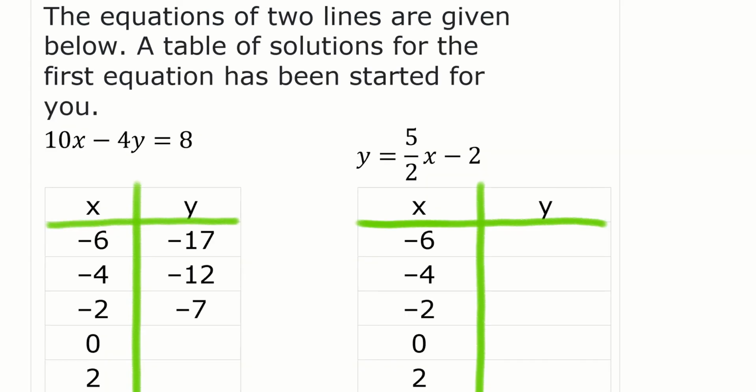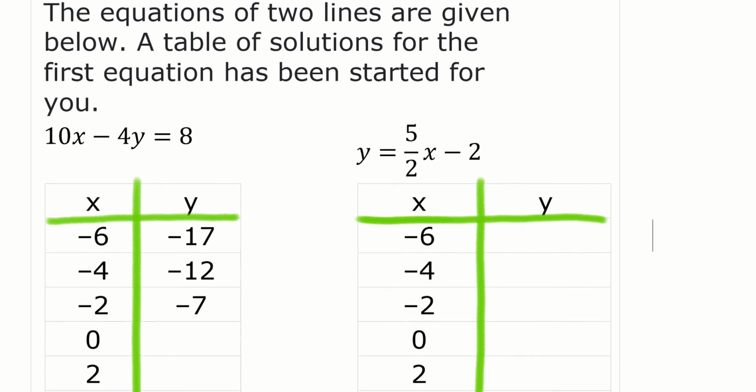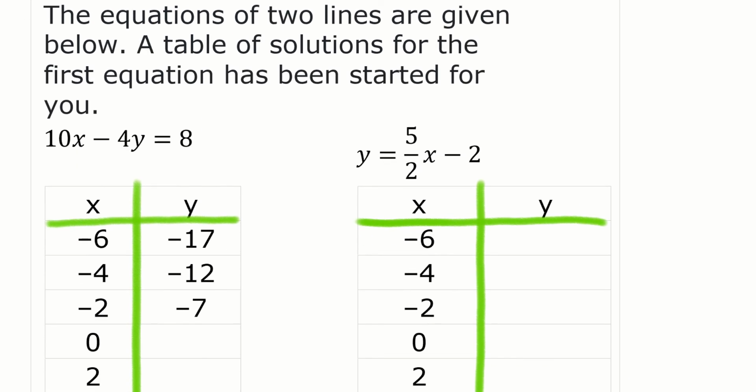And our last item today starts at 253334. This is number 105. It says the equations of two lines are given below. A table of solutions for the first equation has been started for you, just like the last item. In fact, these two equations look pretty similar to the last two.